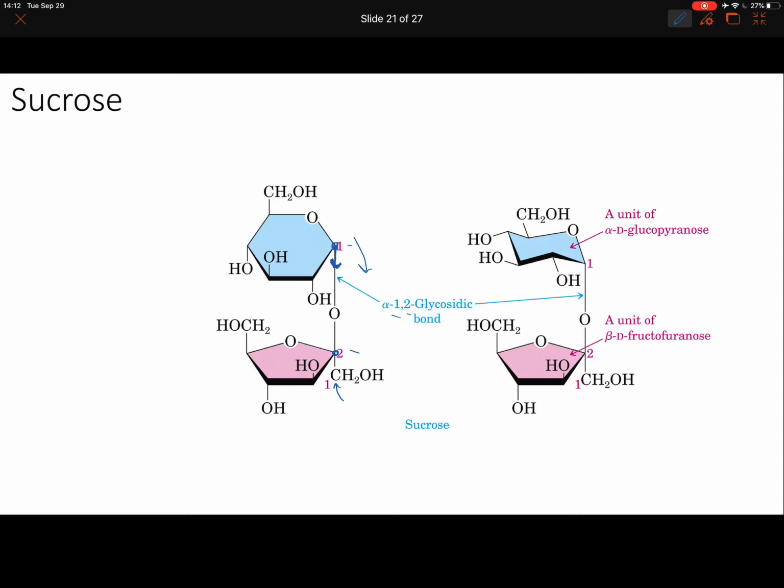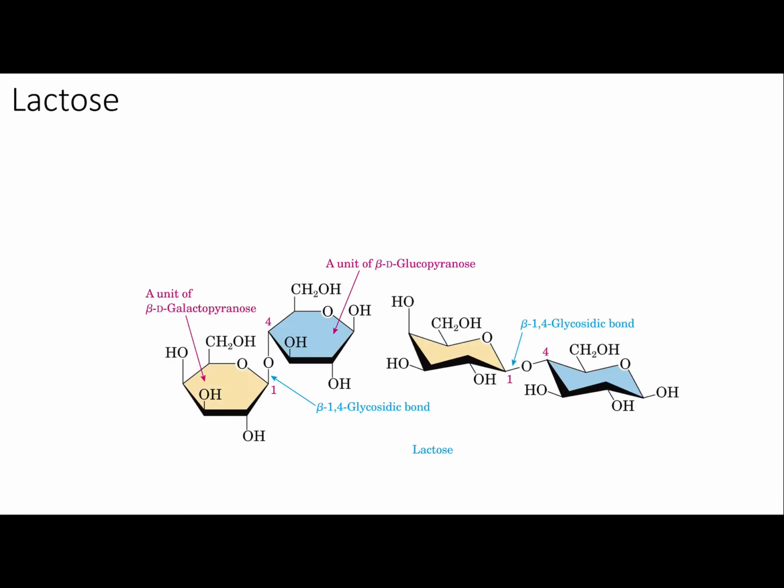This is the strange looking one because it has that 5-membered ring. But the other ones have 6-membered rings in them. We have lactose. This is the principal sugar in milk. It's about 5 to 8% in human milk, 4 to 5% in cow's milk. Here they are connected with a beta 1,4 glycosidic bond.